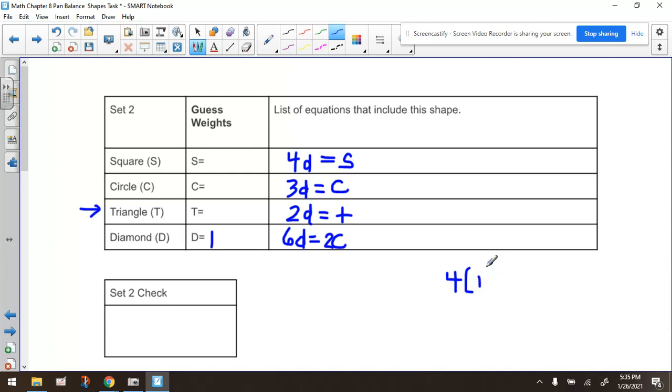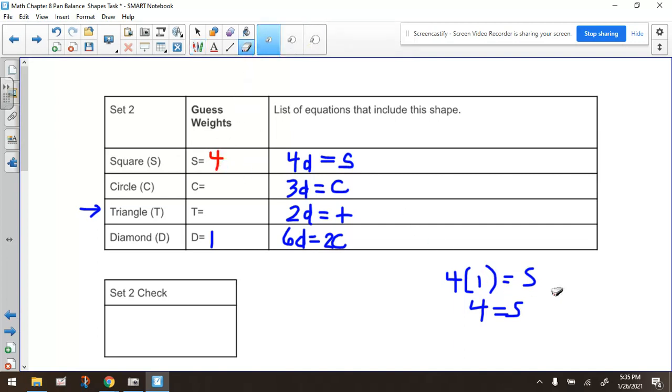4 times 1 equals S. 4 times 1 would be 4. So that means that we should, and I'll just put this in a different color so we know we're not sure yet, but we're saying that square is probably going to be 4. So let's fill that in, and then we'll check it on the app to make sure we're right.